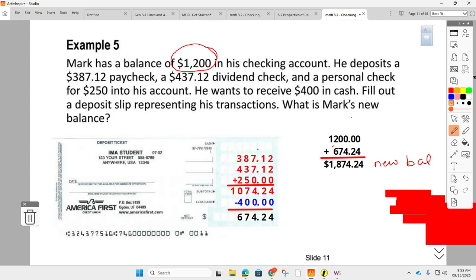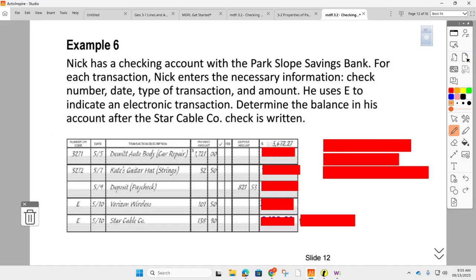Okay. This is a check register. This is just where you keep track of how much money you put in and how much money you spend out of your account. So you're managing your finances and you're not overdrawn. You don't spend more money than you have.